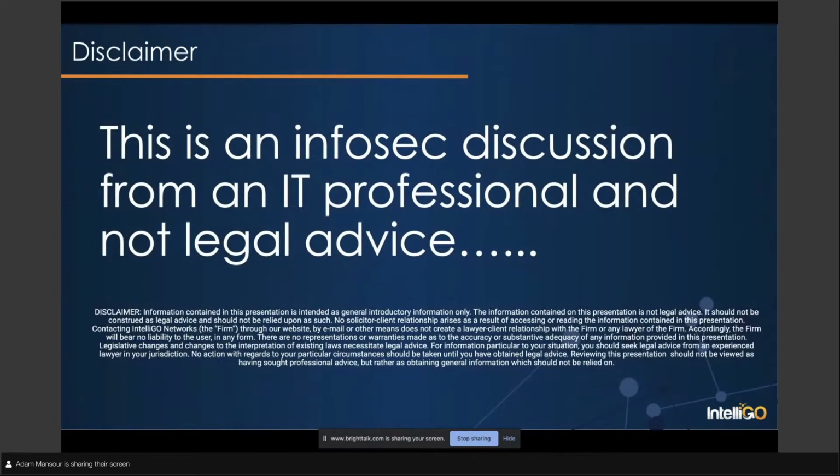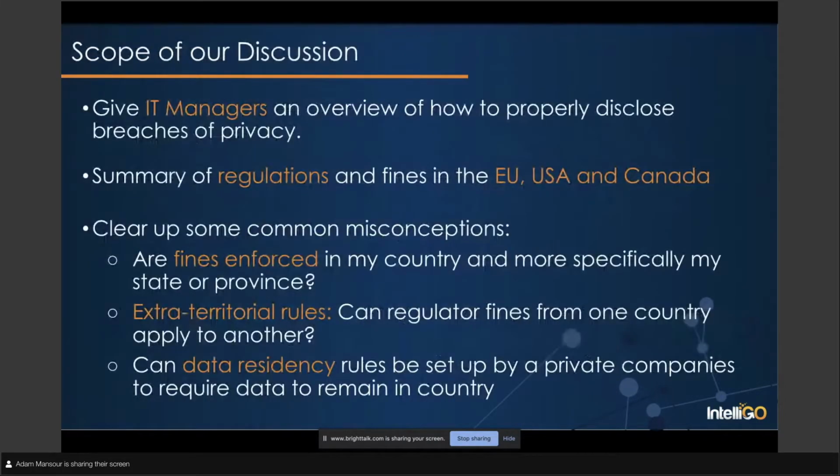Quick disclaimer, I'm not a lawyer. This isn't legal advice. It is for IT professionals in an IT context to bring them up to speed. So the scope of our discussion is going to be to enable IT managers to understand how to properly disclose a privacy breach, specifically with PII.